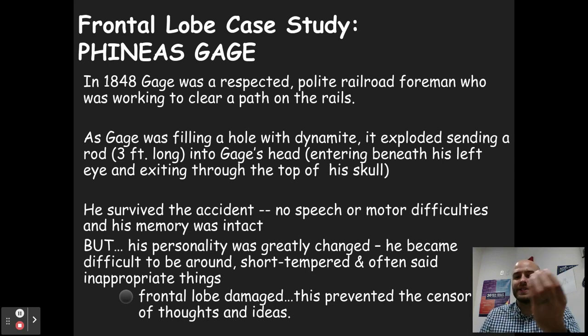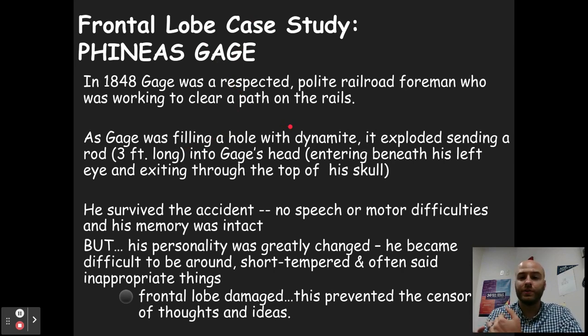But he had lost about a teacup full of brain matter, right? Which you'd think, man, that should take anybody out, right? And especially back then in 1848, how could you survive that? But he did. But the one thing that they noticed was that his personality was completely changed.